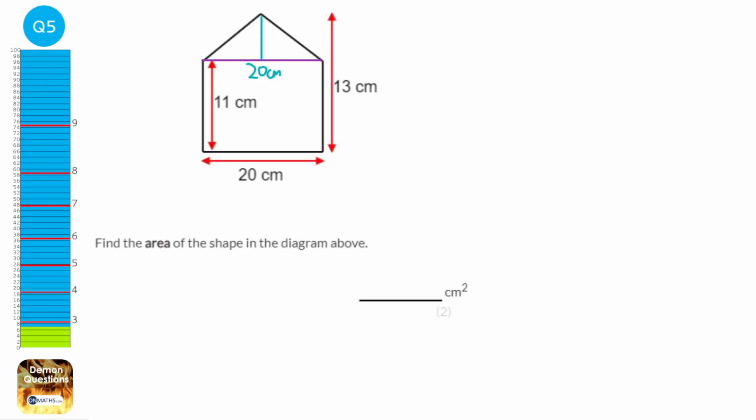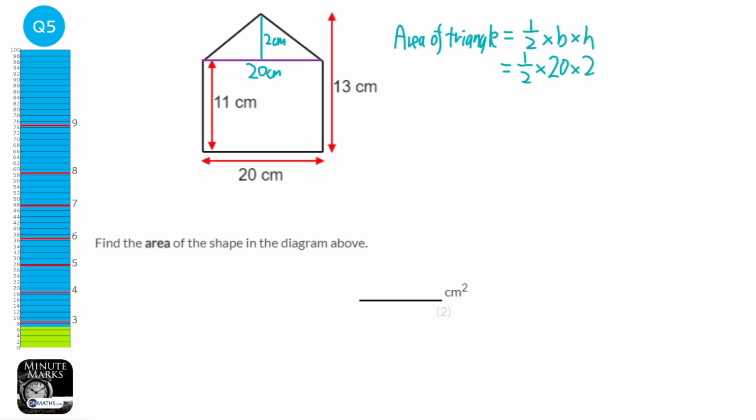And to find that, what we can look at is the fact that the total height of the whole thing is 13, and the height of the bit we don't want is 11. So what's left over? Well, 2 centimeters will be left over, so the height of the triangle will be 2 centimeters. So let's work out the area of the triangle first, which is going to be half times base times height. Half times the base, which is 20, times the height, which is 2, will just give us 20. Now let's work out the area of the rectangle.